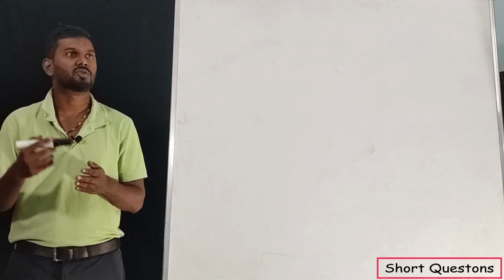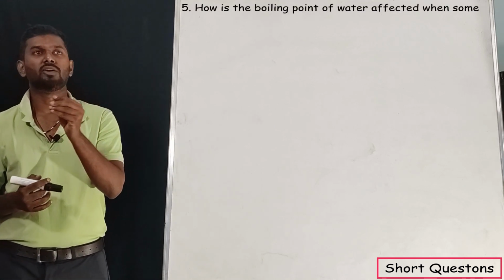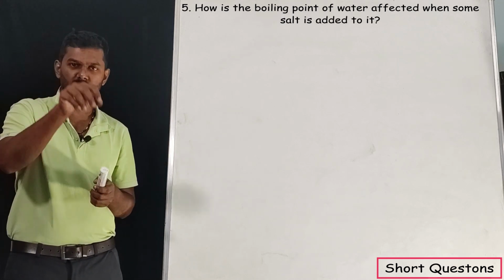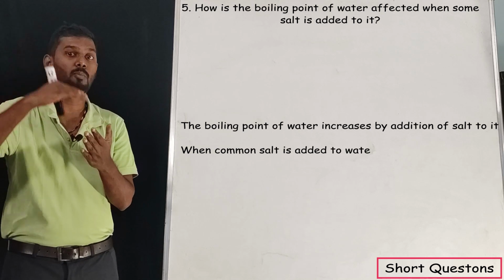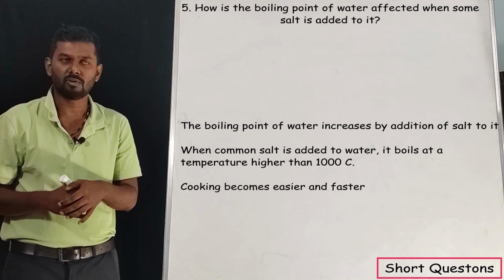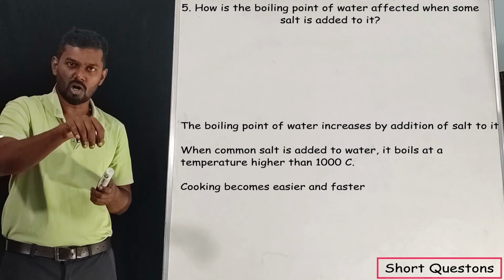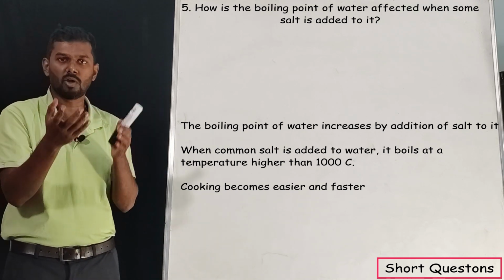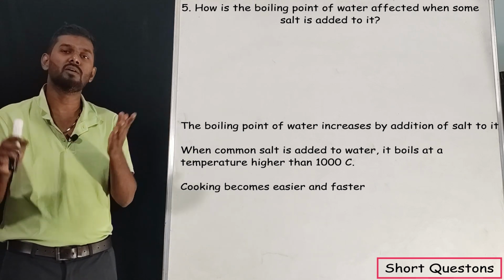Our next question: how is the boiling point of water affected when some salt is added to it? When you add some salt to your water, the boiling point will increase. The boiling point of water increases. Why does it have to be done that way? Because it makes the cooking faster. If you add salt, impurities, to your water, the boiling point increases, so it makes the cooking faster.